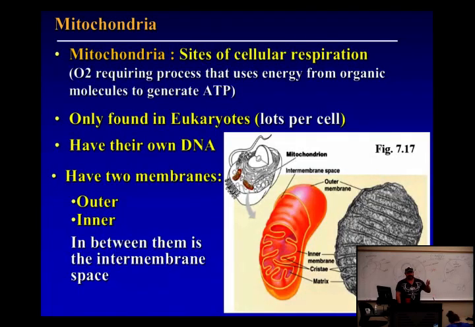I missed the first part of what you said. Matrix. Yes. That inside part of the mitochondria is where the DNA is located. Yes, that's correct. And there's lots of these per cell, right?